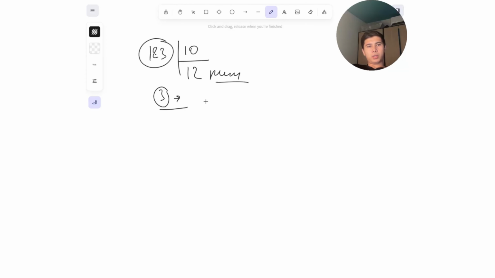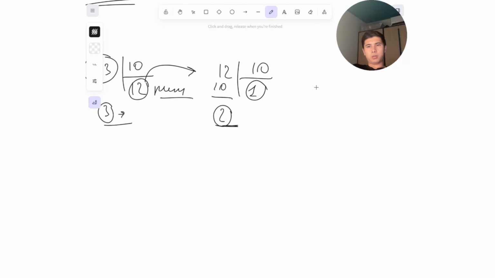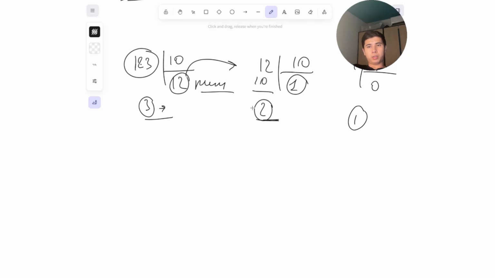And then again we take the last digit, with the numerical part divided by 10, and the remaining part is our digit. Again, the third iteration, we can see 1 divided by 10 is 0, and the remaining part will be 1. And we are collecting these 3, 2, 1.